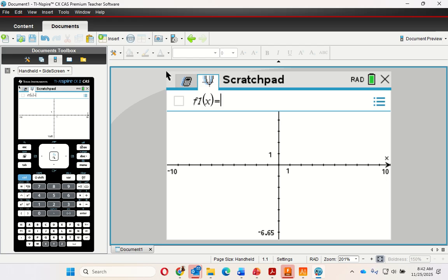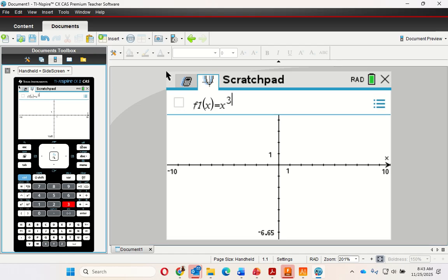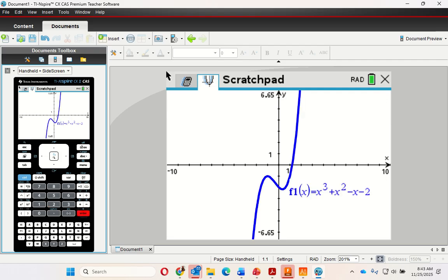Anyway, so my first function, I'm going to say it for those people not on their computer or phone. So what was my function? It was x to the third, right? x to the third plus x squared minus x minus 2. Good job. I'm going to hit enter. Bam. Hey, look. It is somewhere between there.